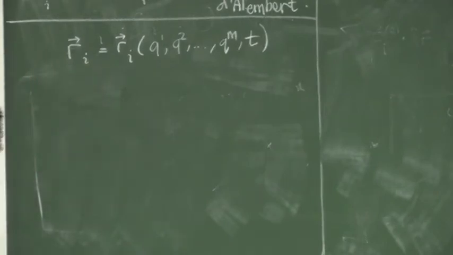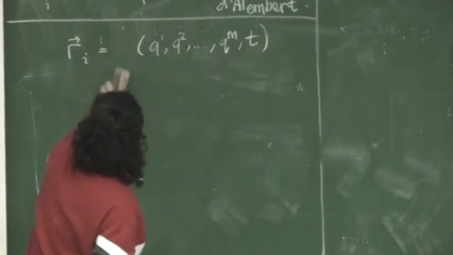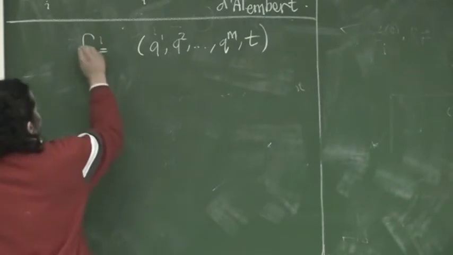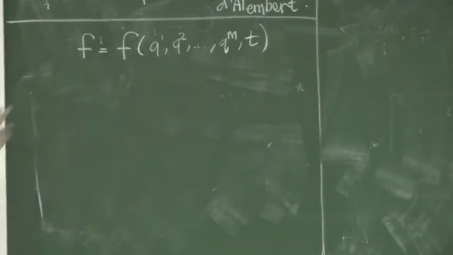What happens if I differentiate? Let me not even think about this as necessarily my positions. Let me think of any function of these things. What happens when I differentiate that with respect to time? We use the chain rule.